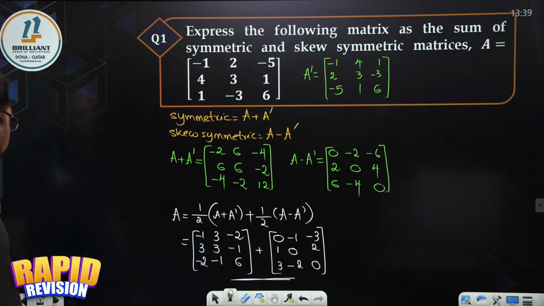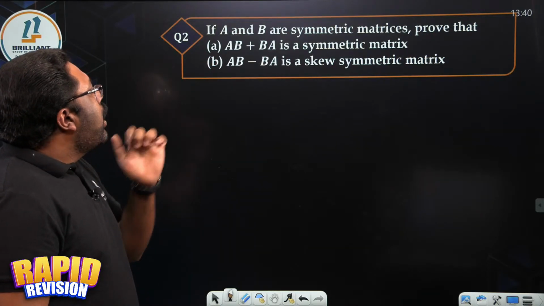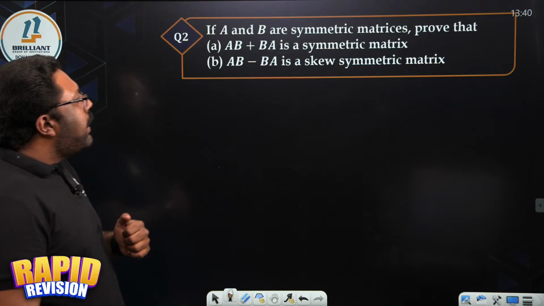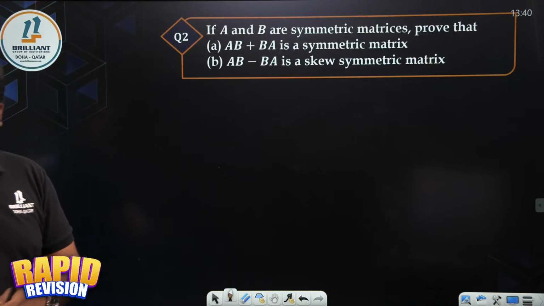Going forward to the next question, my dears. A and B are symmetric matrices. Prove that AB plus BA is a symmetric matrix, and AB minus BA is a skew symmetric matrix.